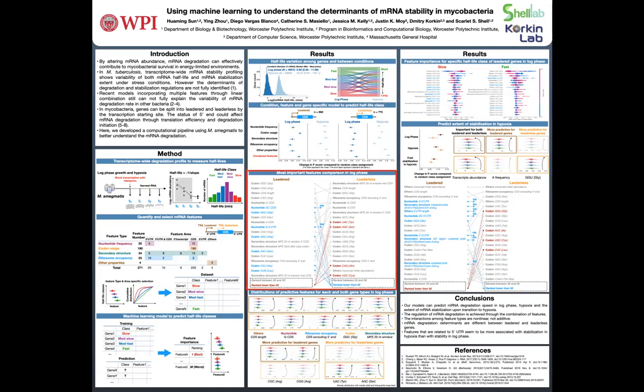As for leadered and leaderless genes, we find that some features are more important to predict half-life classes for leadered genes, while different features are more important for leaderless genes. Such results indicate the degradation mechanism could also vary by genes. By looking at feature distributions over half-life classes, we can further explore how the feature value changes and the half-life changes. As you can see, the determinants could work differently to control messenger RNA stability.